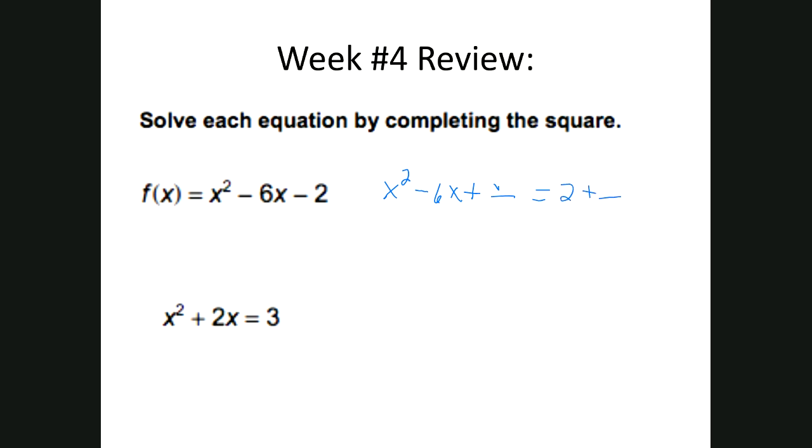Well, what am I going to add? Half of 6 is 3. 3 squared is 9, so I'm going to add 9 here, and I'm going to add 9 here to keep the equation the same. I'm going to factor this. This becomes (x - 3) quantity squared is equal to 11. I'm going to take the square root of both sides. So I'm left with x minus 3 is equal to positive square root of 11 or negative square root of 11. I'm going to add 3 to both sides to get x by itself. So my answer is going to be x equals positive square root of 11 plus 3 or negative square root of 11 plus 3.